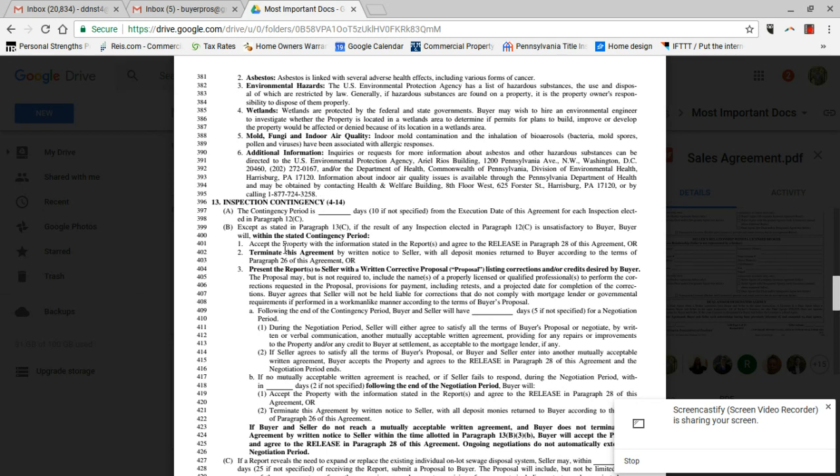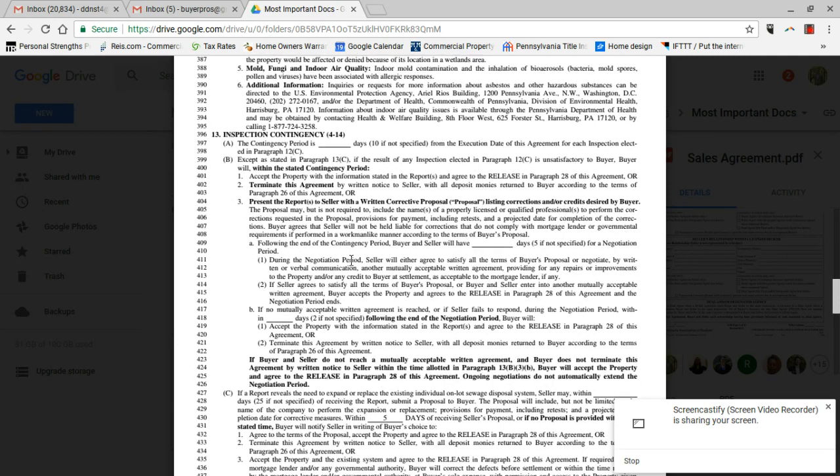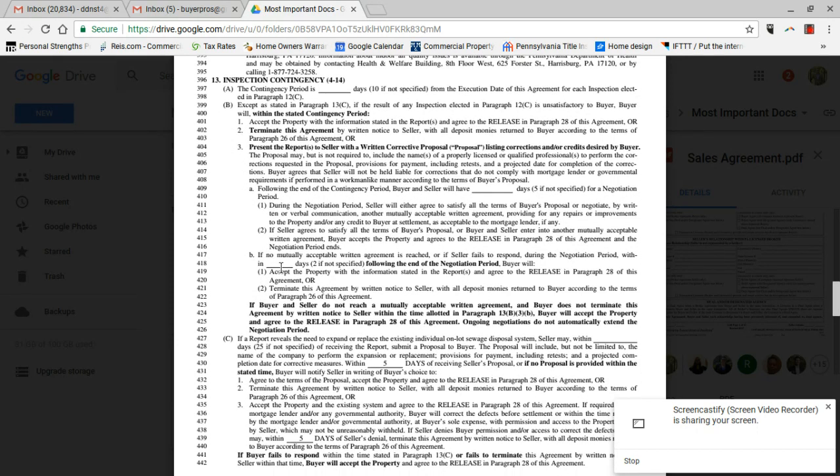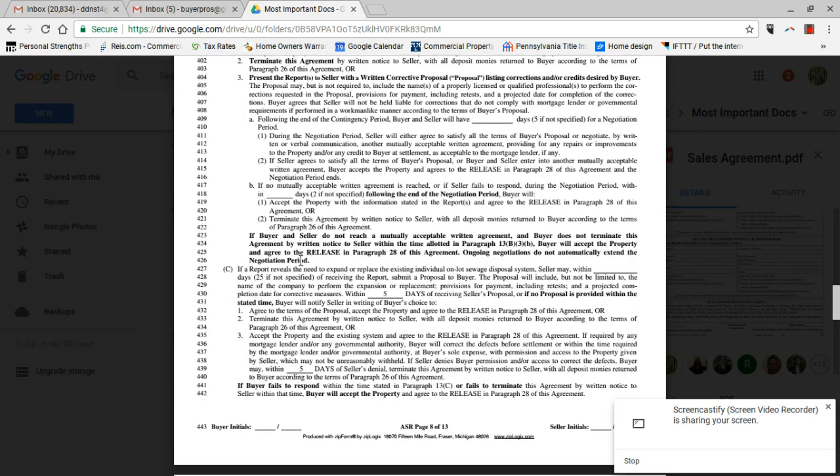So the seller's got 5 days after that day to respond, which is what it says right here. And then the buyer has 2 days to get back to them. So we're on day 17 already. After that, it's either take it or leave it. So we're 17 days into it with a 10-day contingency period. That's the length that it can be stretched out to.